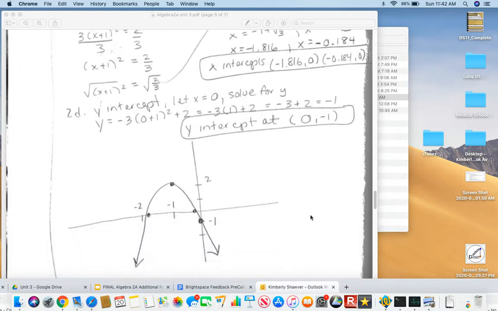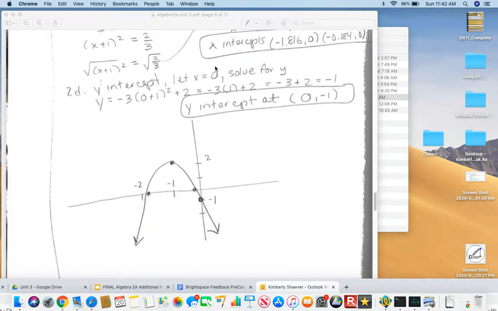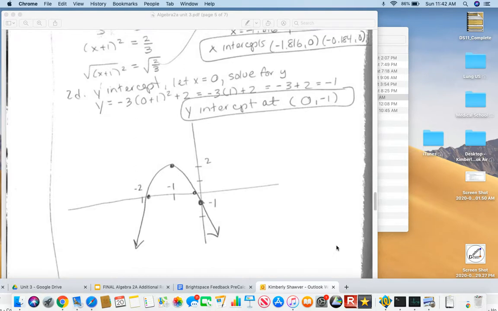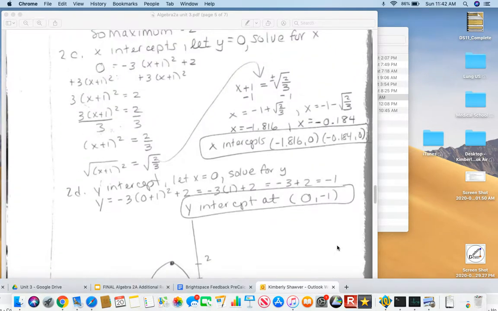For the y-intercept, you let x equal 0. So taking our equation and plugging in 0 for x, I get negative 3 times 1 squared is negative 3, plus 2 is negative 1. So that is where the y-intercept occurs.